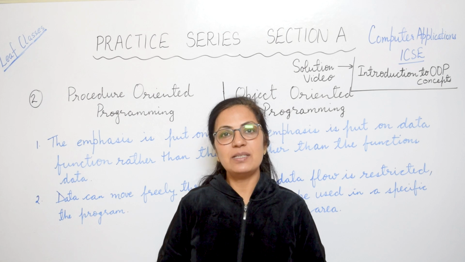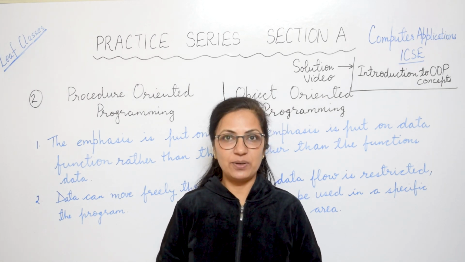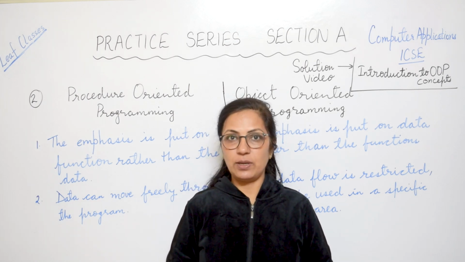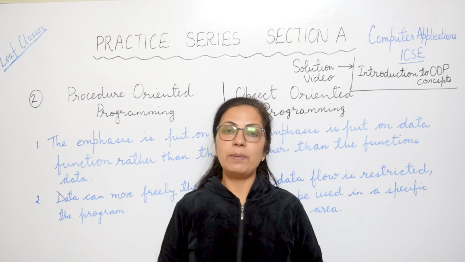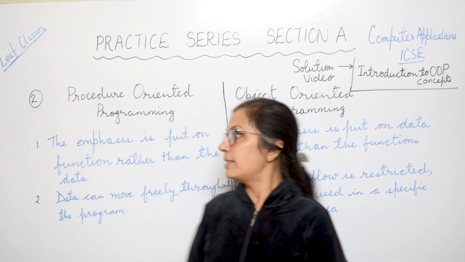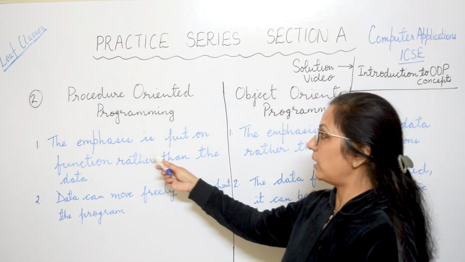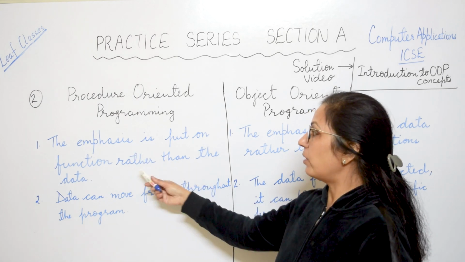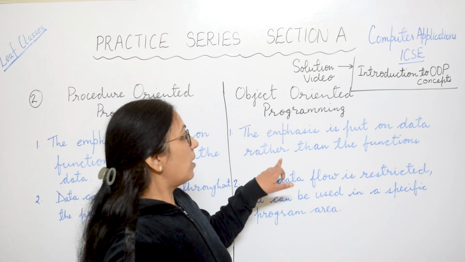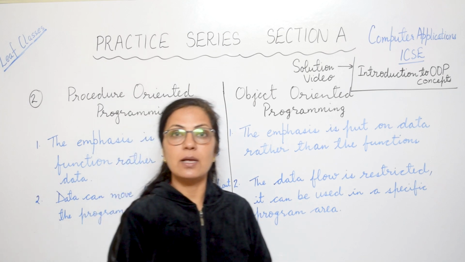Question number 2 is to differentiate between procedure-oriented programming and object-oriented programming. Children, we are doing Java and we know Java is object-oriented programming, but you have to prepare the difference between procedure-oriented and object-oriented. See here, I have written the first point. Let me read this and then I'll explain it to you. The emphasis is put on function rather than data in procedure-oriented. And in object-oriented, the emphasis is put on data rather than the functions.